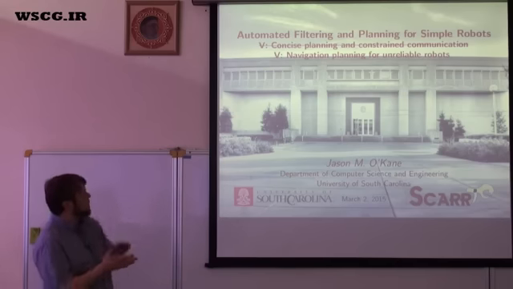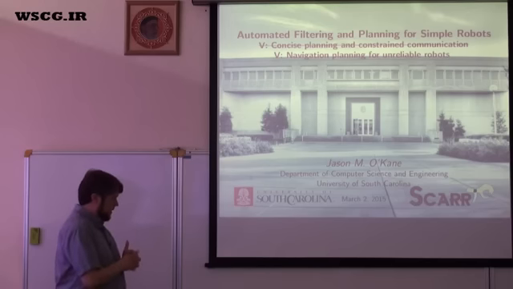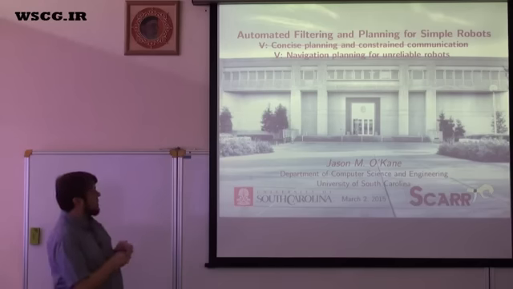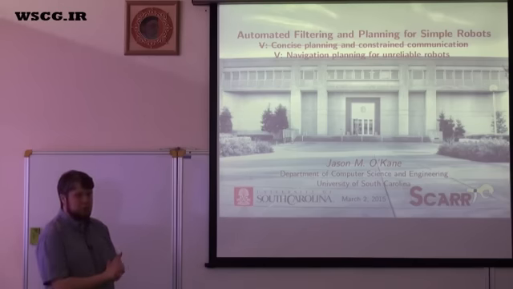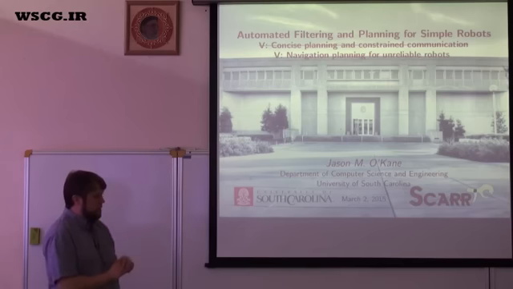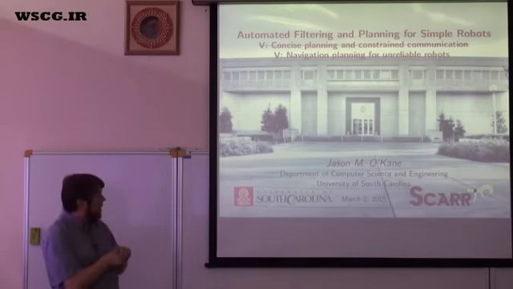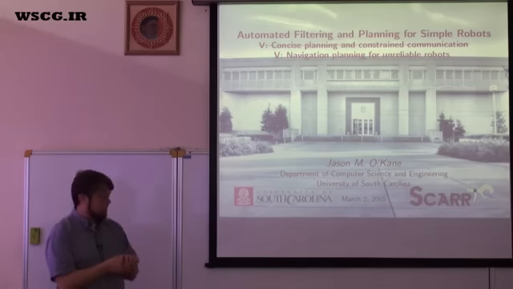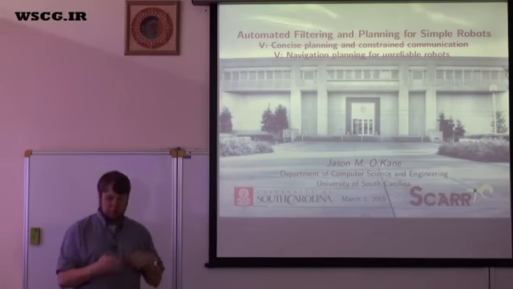I gave you just a preview of the concise planning work in the previous talk. The constrained communication is newer stuff, but it has, in a way, some similar flavors to what you saw in the last talk. So instead of presenting those things, I would like to talk about navigation planning for unreliable robots, which you may recall I had promised to talk about earlier in the week, but didn't get to.